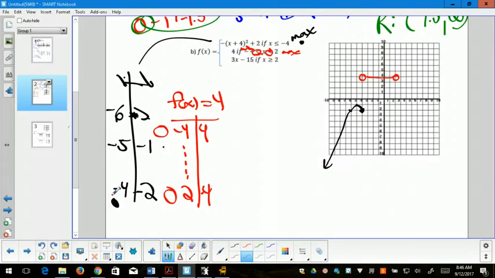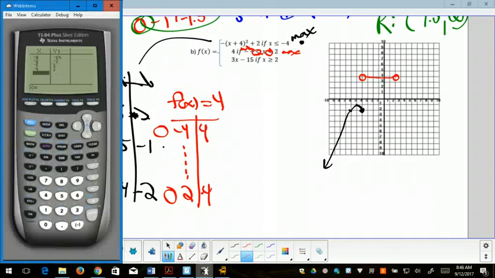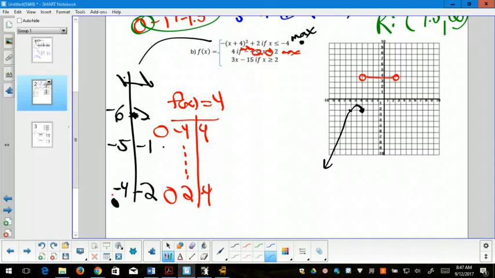Now our next piece is a linear function. Probably could graph it without a table, but I'm going to grab a table anyhow. 3x minus 15, and the y equals 3x minus 15. And that's from a minimum value of 2. So this is our minimum, and it has equality, so it's a solid circle. So for this one, I'm going to start at 2. I'm going to make sure to graph a solid circle.